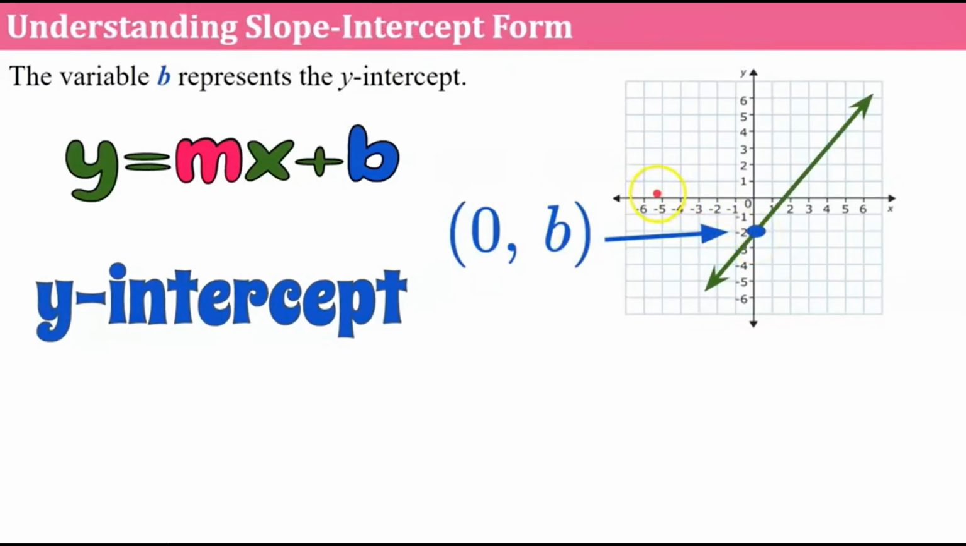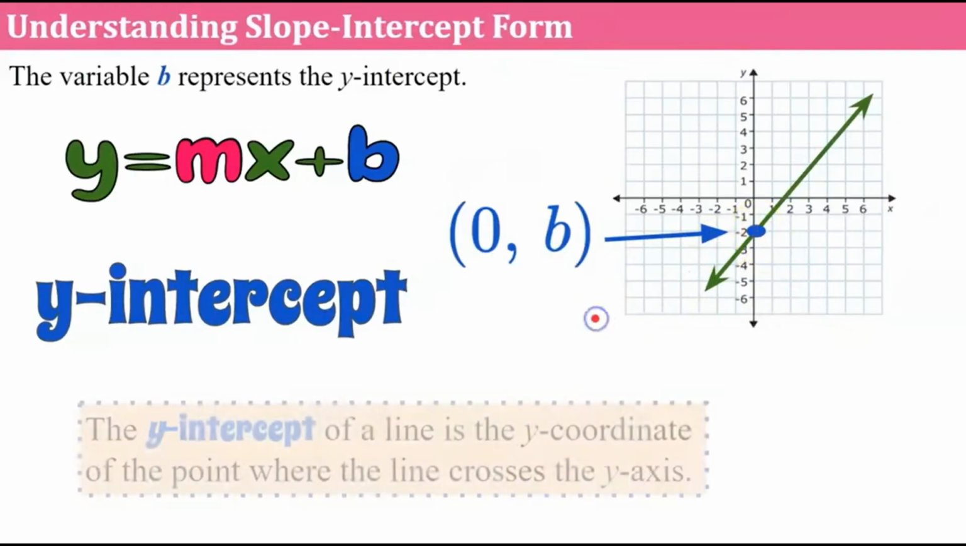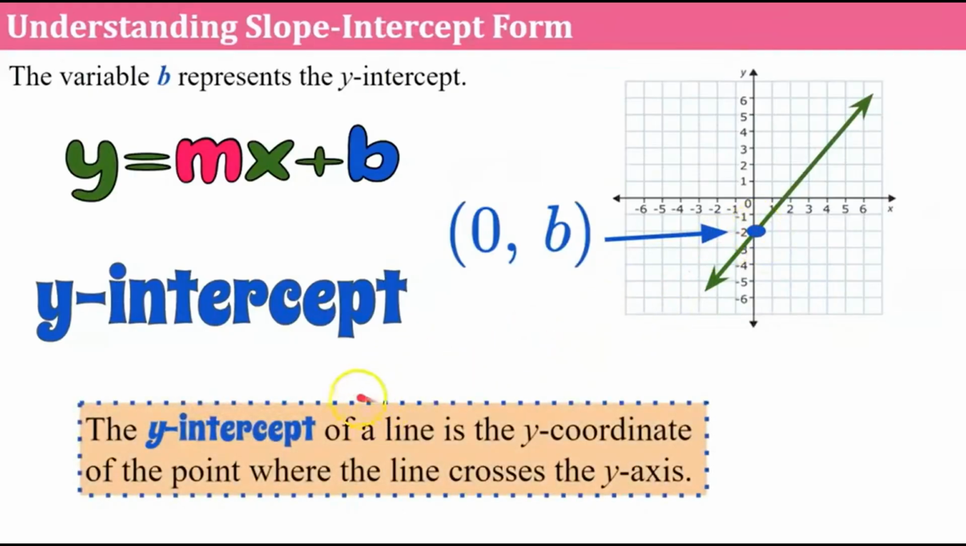So here's what all y-intercepts have in common. They all have an x-coordinate of 0. So anytime you see an ordered pair with an x-coordinate of 0, you know that that point is going to fall on the y-axis, and if it's a point on the line, it's the y-intercept. So the y-intercept of a line is the y-coordinate of the point where the line crosses the y-axis. So in this case, our y-intercept is -2.